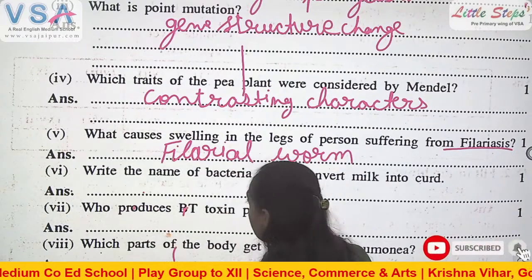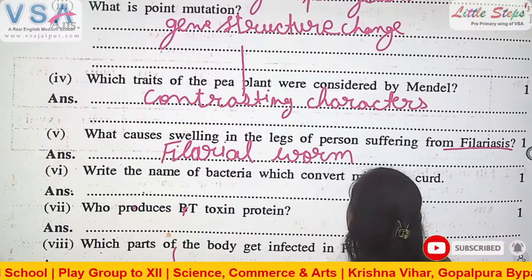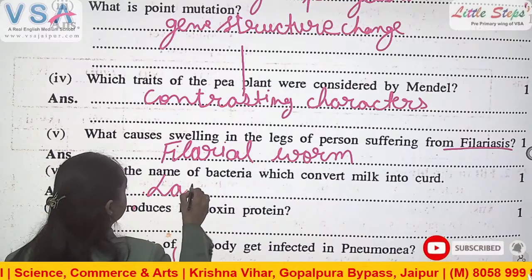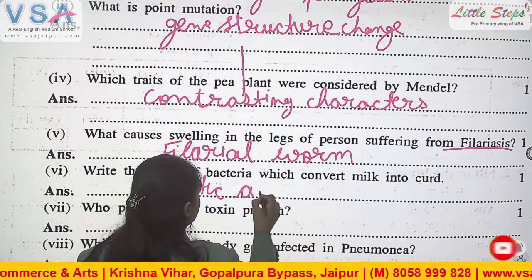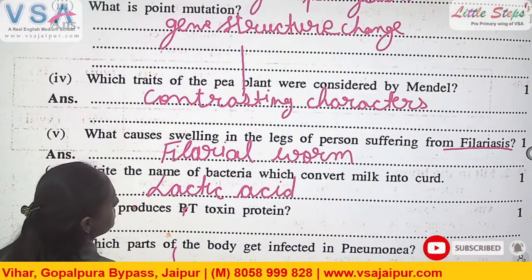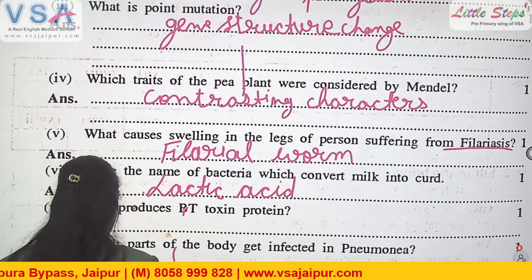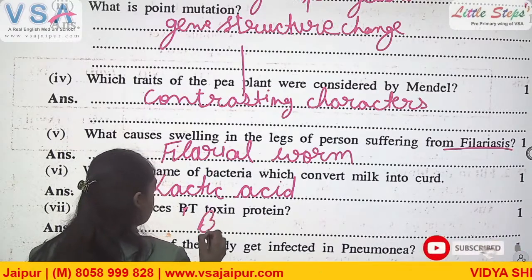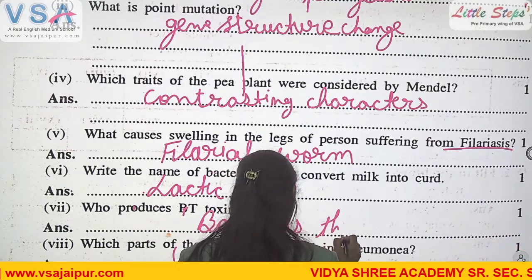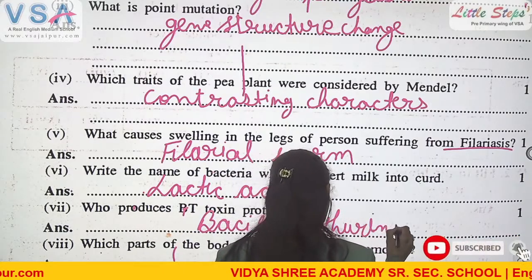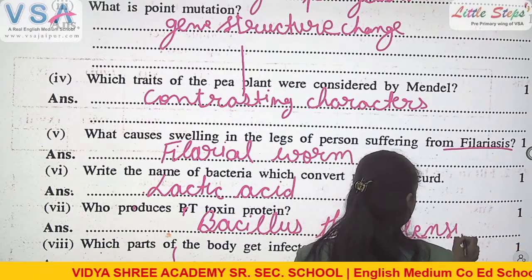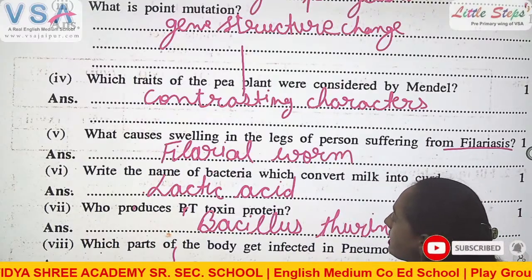The next is write the name of bacteria which convert milk into curd. So this is the lactic acid bacteria. Okay. Now next, who produced Bt toxin protein? Bacillus thuringiensis.